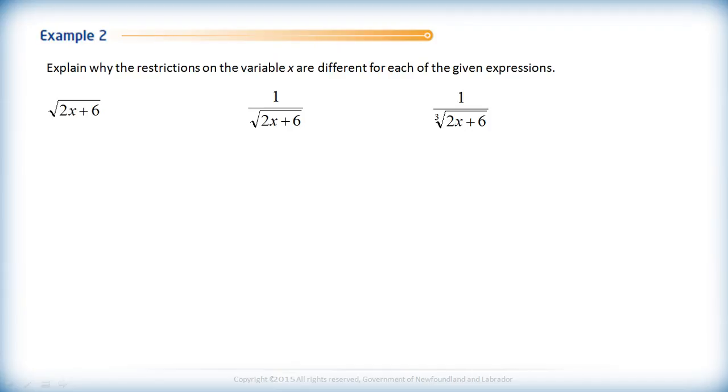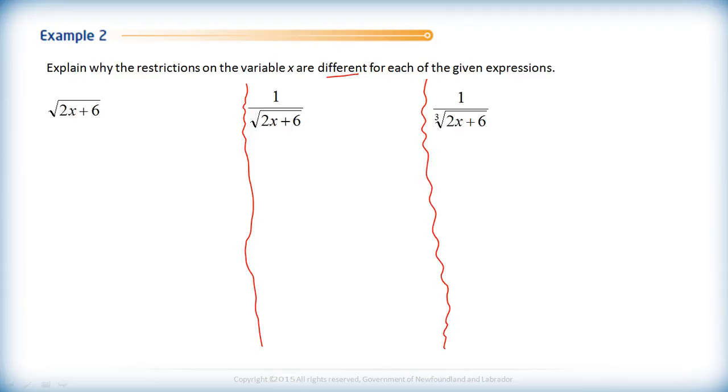Now this one says to explain why the restrictions on the variable x are different for each of the given expressions. So you see we have three very similar expressions here, but we're going to have different restrictions on the value of x for each one. So let's talk about what the restrictions are and why they are the way they have to be for each of these.